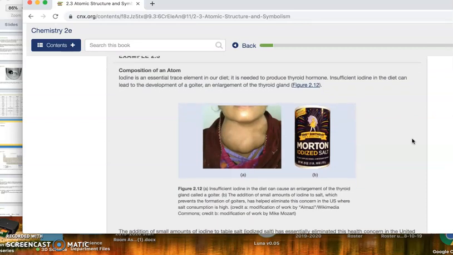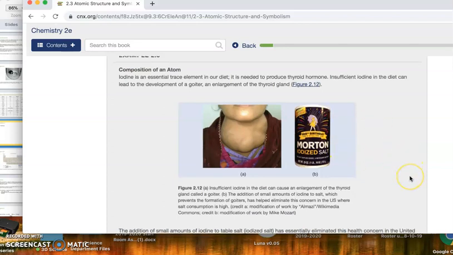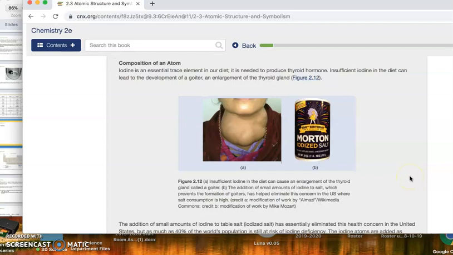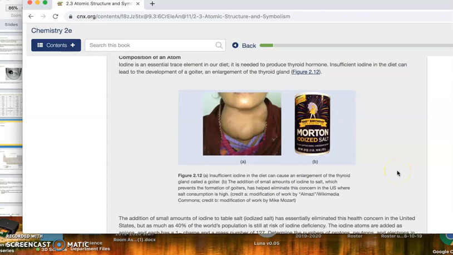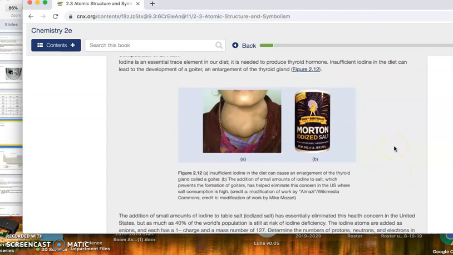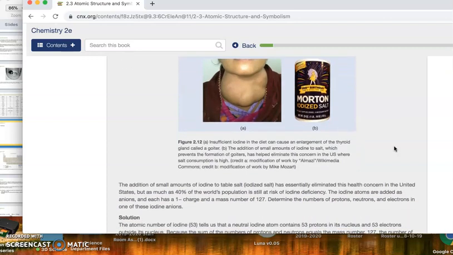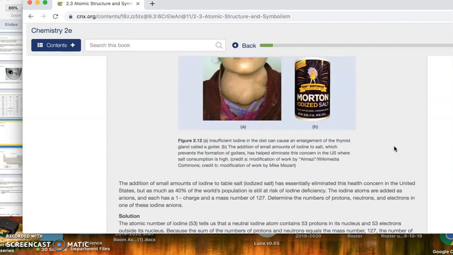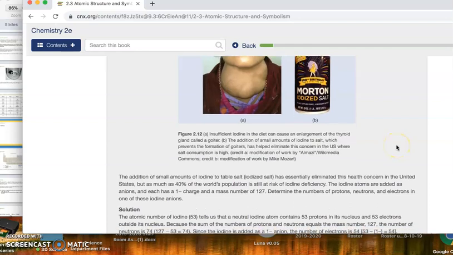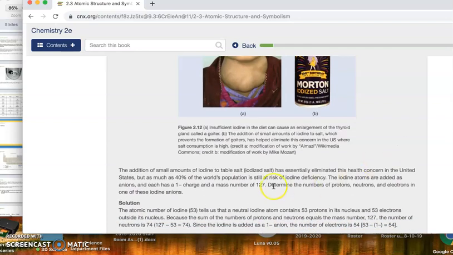They're talking about iodine and how it's important that we get iodine in our diet, and it's added to certain foods. Here you see a picture of iodine being added to salt, and it's important because if you don't get your iodine, you can end up having an enlarged thyroid. And so a question asks, how many protons, neutrons, and electrons would iodine have?